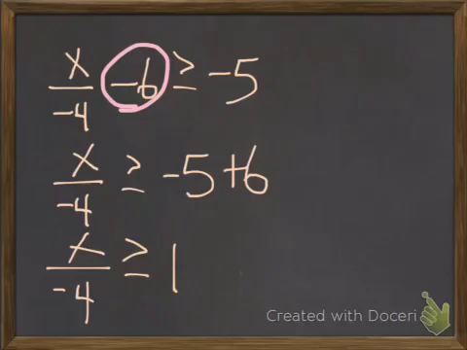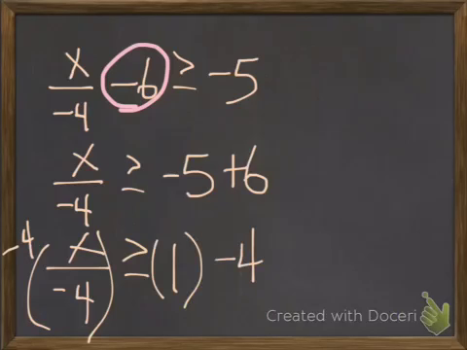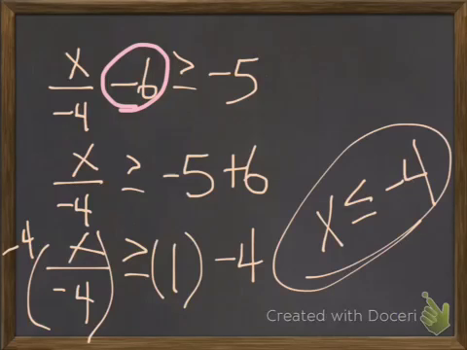Now you see I have x divided by negative 4. How I isolate x is to multiply by negative 4 on both sides. But because I'm multiplying by a negative 4, that's going to switch my sign. So now I'm left with x on the left side. x is less than or equal to negative 4.